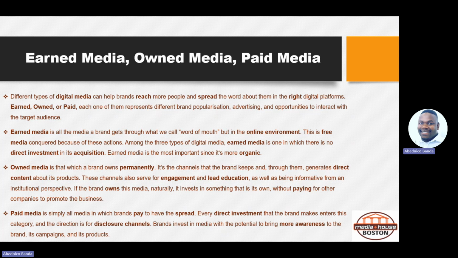Among the three types of digital media, earned media is one in which there is no direct investment in its acquisition. Earned media is the most important because it is organic. It happens naturally. You don't have to buy views here. Okay. What you do, people then start talking about it. And all of a sudden, think about iPhone users, the way they talk about the phone when they've not even been paid by Apple, you know? So that's earned media. It is earned based on what Apple has done to its products and so on.